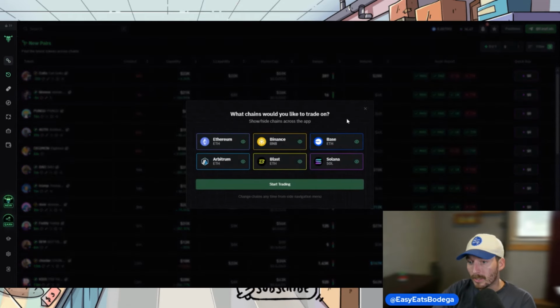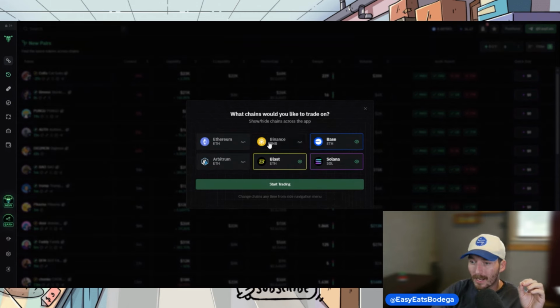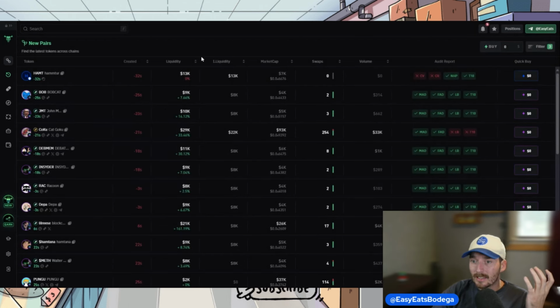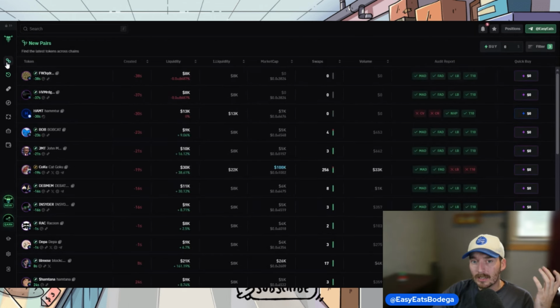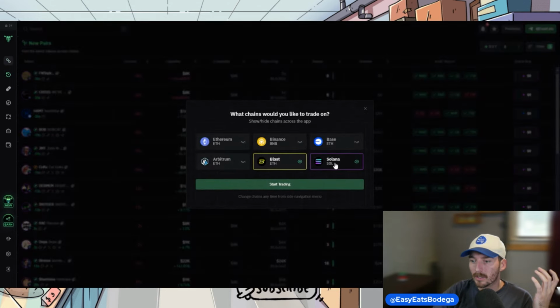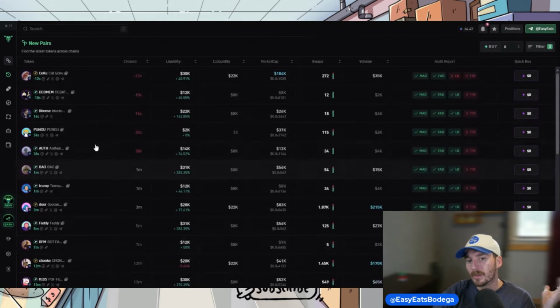The other thing that we can do here, and what's nice about BullX, is we get a ton of different chains, so we can filter them on and off. If we only want to look at Sol, we could. We could look at Blast here, considering Blast just had its day. So we're taking a peek at Blast tokens here, just for the chain. But in this case, we're just going to take a peek at Solana.